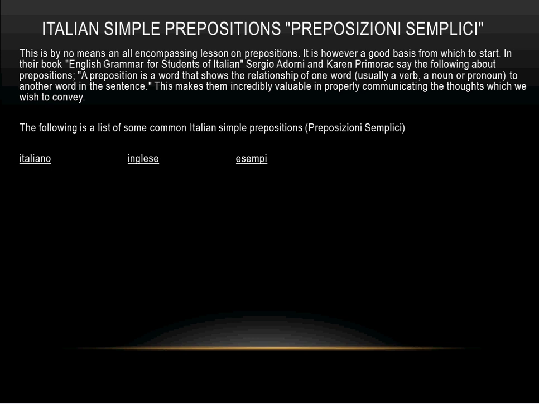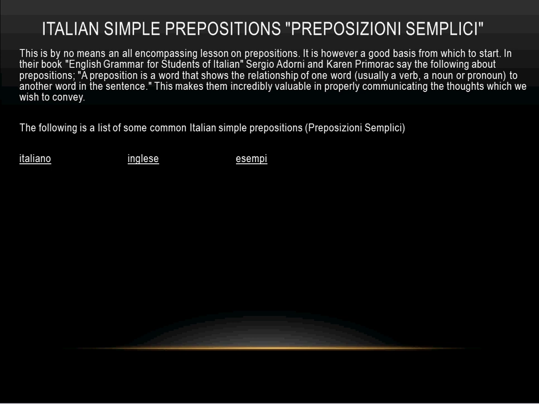Italian simple prepositions, preposizioni semplici. This is by no means an all-encompassing lesson on prepositions. It is, however, a good basis from which to start. In their book, English Grammar for Students of Italian, Sergio Adorni and Karen Primorac say the following about prepositions. A preposition is a word that shows a relationship of one word, usually a verb, a noun, or pronoun, to another word in a sentence. This makes them incredibly valuable in properly communicating the thoughts which we wish to convey.